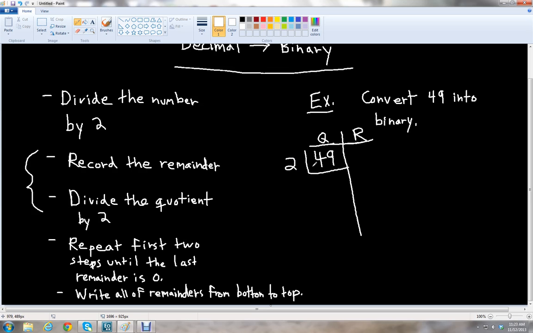And so we do 2 into 49. So 2 goes into 4 2 times. 2 times 2 is 4, subtract, 0. And then we have 9. 2 goes into 9 4 times. 4 times 2 is 8. And 9 minus 8 is 1. So we get a remainder of 1.